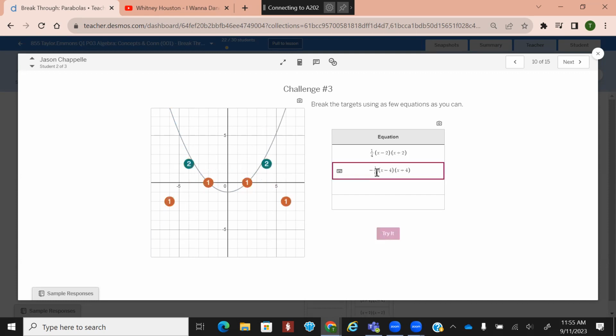What if we make this that? Okay, so we definitely need to make it a little bit wider. So it's gonna be like, let's do -1/2. Close. What about -1/4?